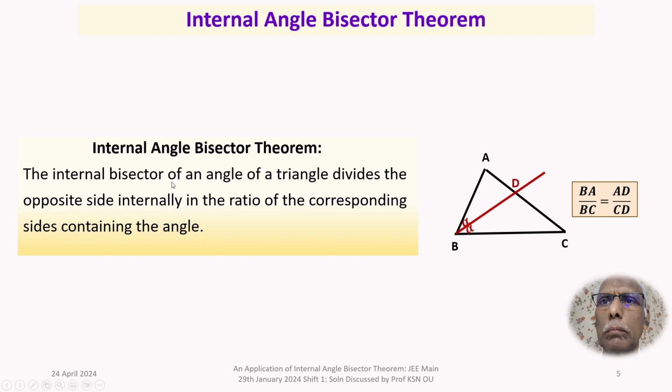So the internal bisector of an angle of a triangle divides the opposite side internally in the ratio AD is to CD, which is the ratio of the corresponding sides containing the angle. The corresponding sides containing the angle are BA and BC. These are the sides containing the angle B. It is an important theorem, which appears very rarely in the examinations.